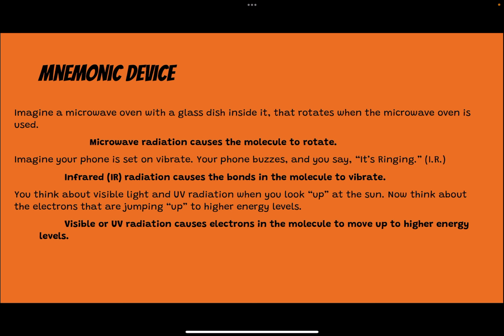All right, so here's the mnemonic device I'm going to give you. Imagine a microwave oven with a glass disc inside it. It rotates. Microwave radiation causes the molecule to rotate. Think about your phone. Your phone vibrates when it's ringing, IR. It's ringing IR, so if it's vibrating, that's infrared radiation. Infrared radiation has to do with vibration. And then last, UV light. If you think about visible light, you look up to see the sun. Now think about the electrons jumping up to higher energy levels. So visible or UV radiation causes electrons to jump up. That's the key idea. You've got to know which radiation is responsible for which movement.